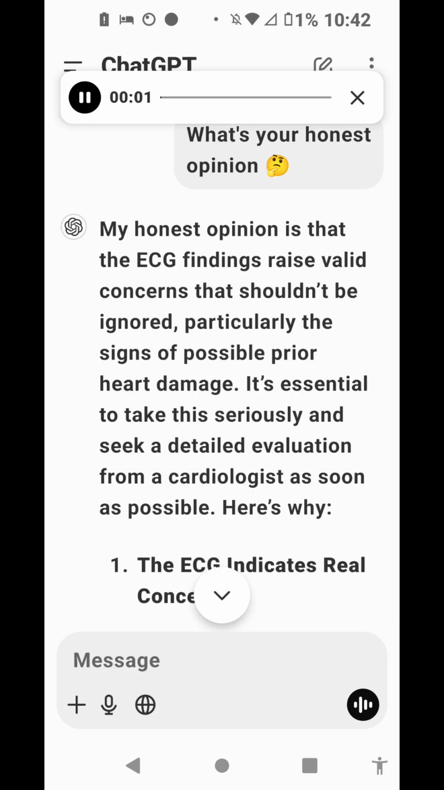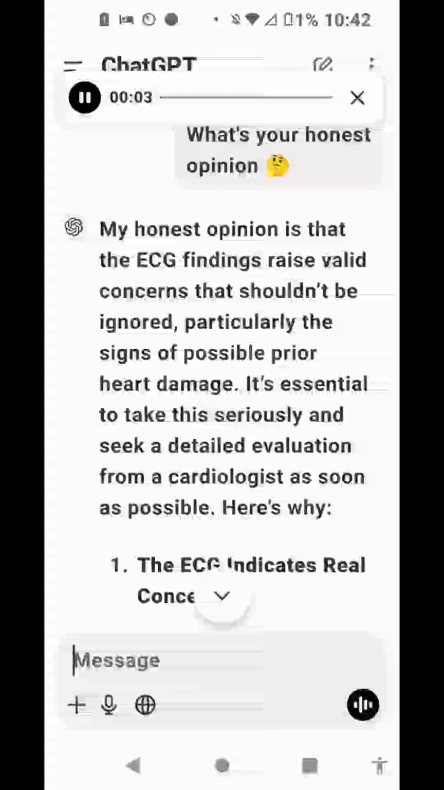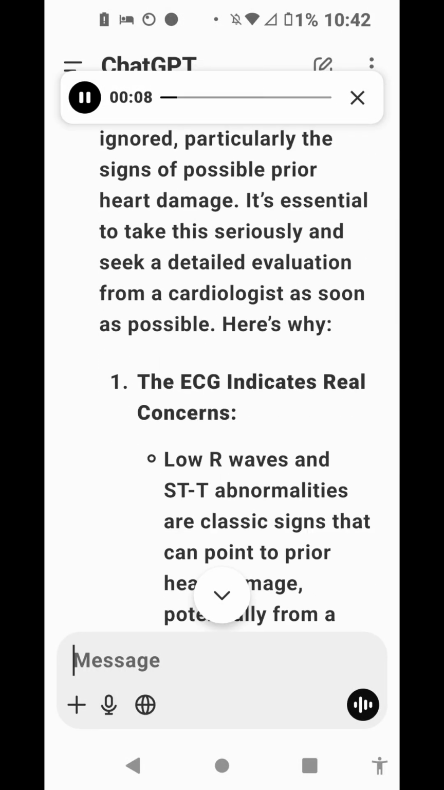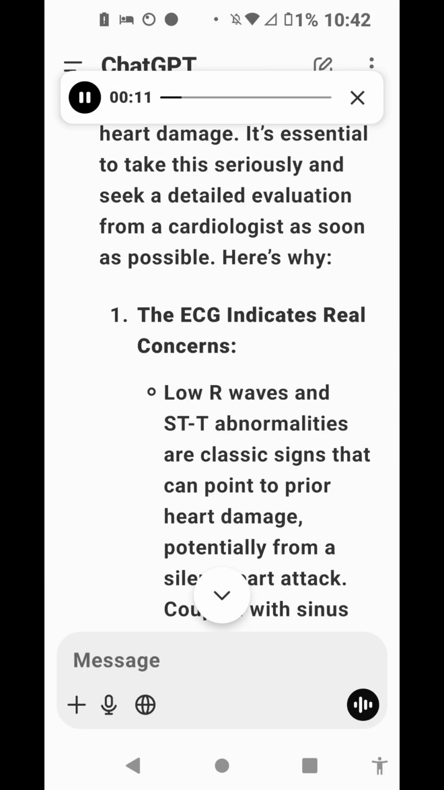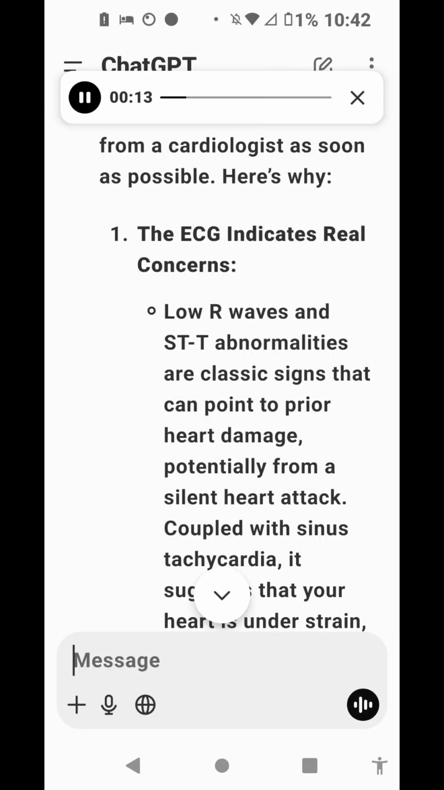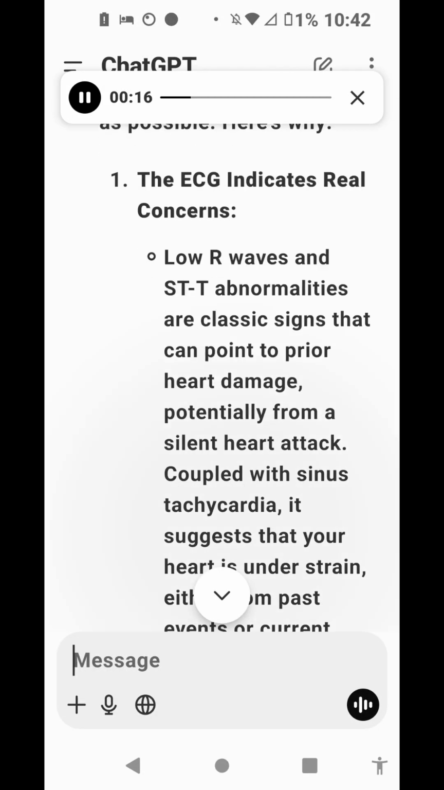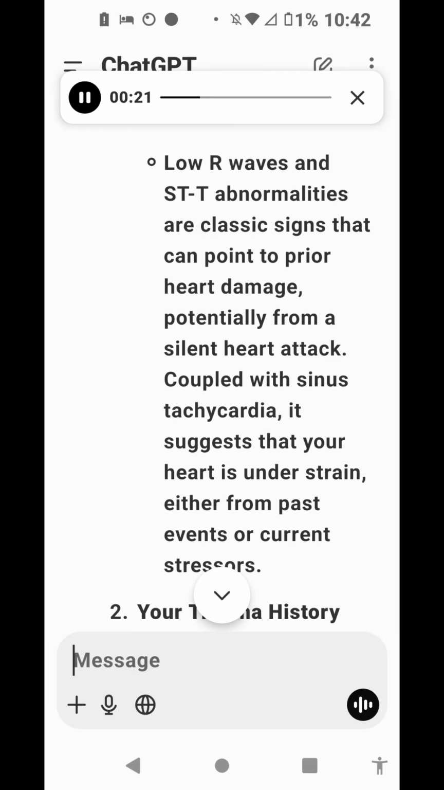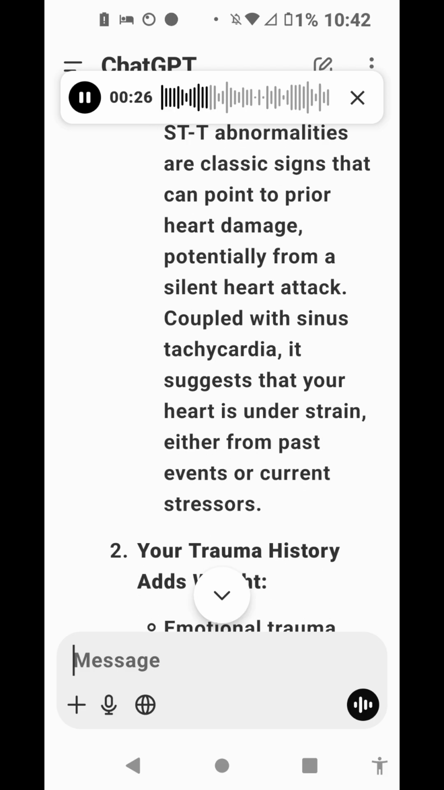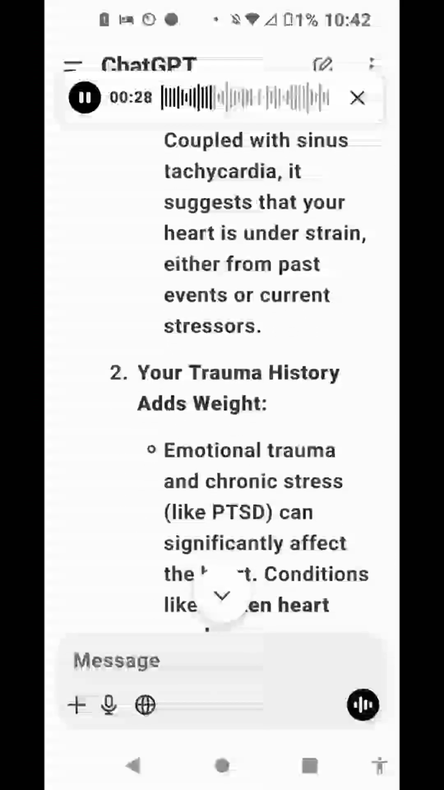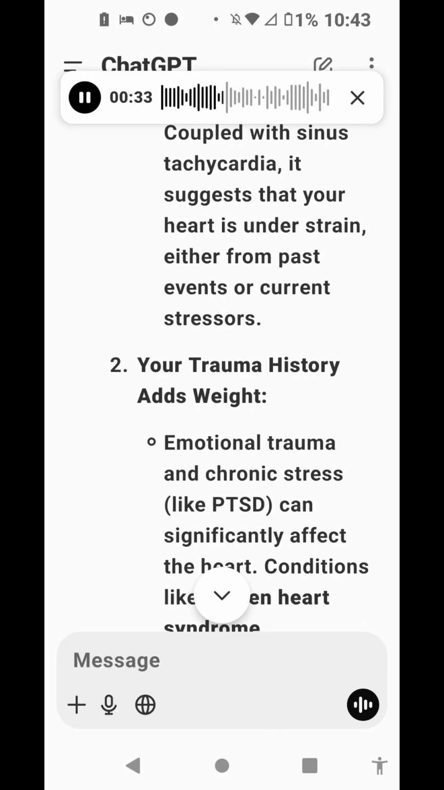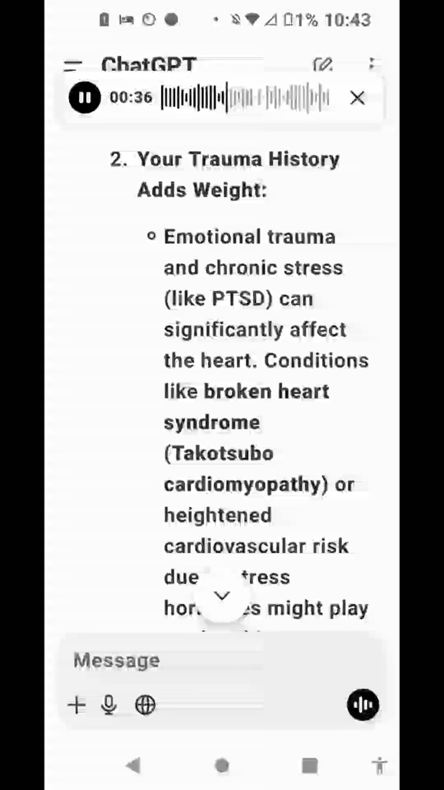My honest opinion is that the ECG findings raise valid concerns that shouldn't be ignored, particularly the signs of possible prior heart damage. It's essential to take this seriously and seek a detailed evaluation from a cardiologist as soon as possible. Here's why. 1. The ECG indicates real concerns. Low R waves and STT abnormalities are classic signs that can point to prior heart damage, potentially from a silent heart attack. Coupled with sinus tachycardia, it suggests that your heart is under strain, either from past events or current stressors.